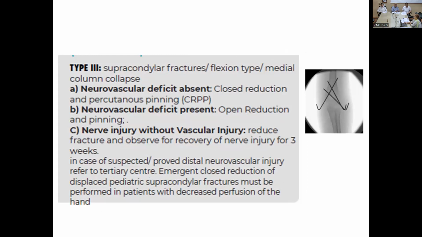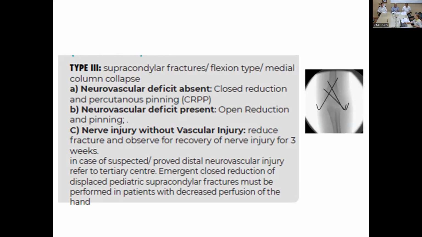Now, when the fracture is grossly displaced, it is a type 3 fracture, where there is no contact between the two fracture ends, or there is a flexion type of fracture, that is, when the displacement is on the opposite side, or there is a medial column collapse. In these cases, most often operative treatment will be required, which naturally can be done only at the tertiary level.